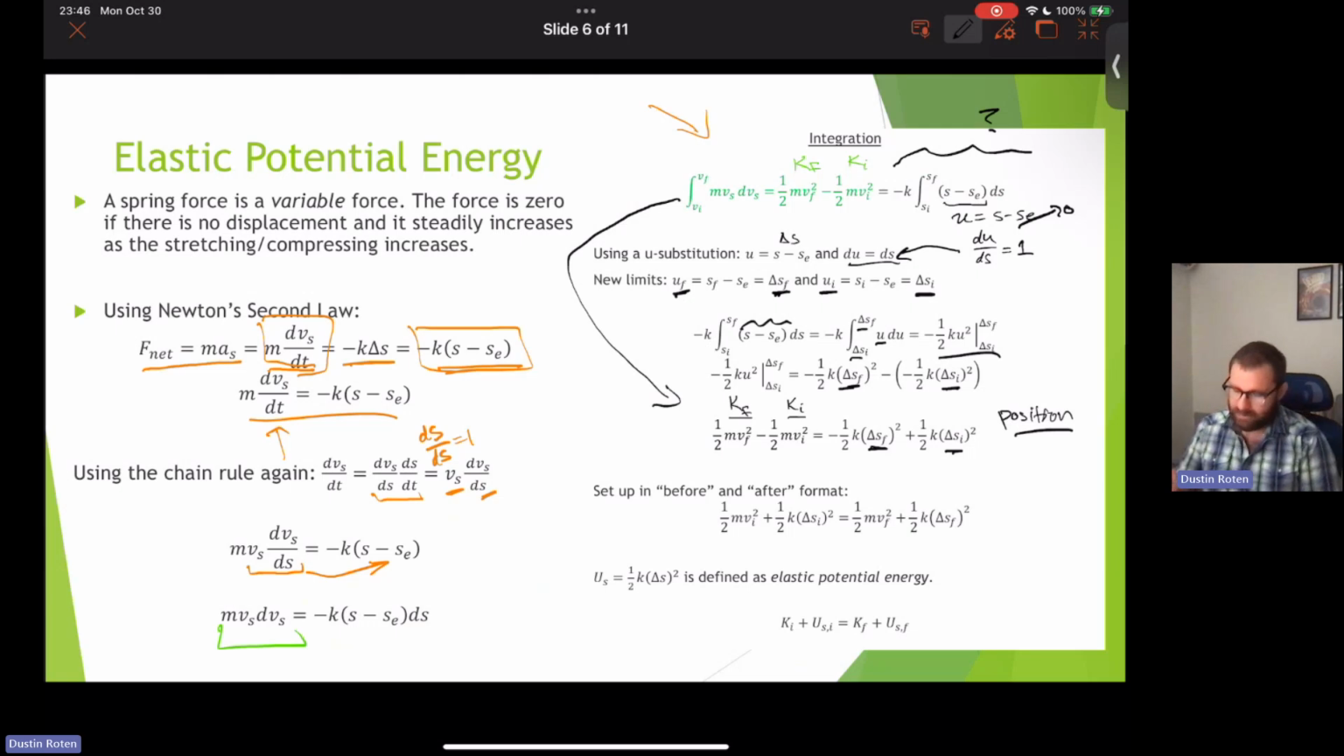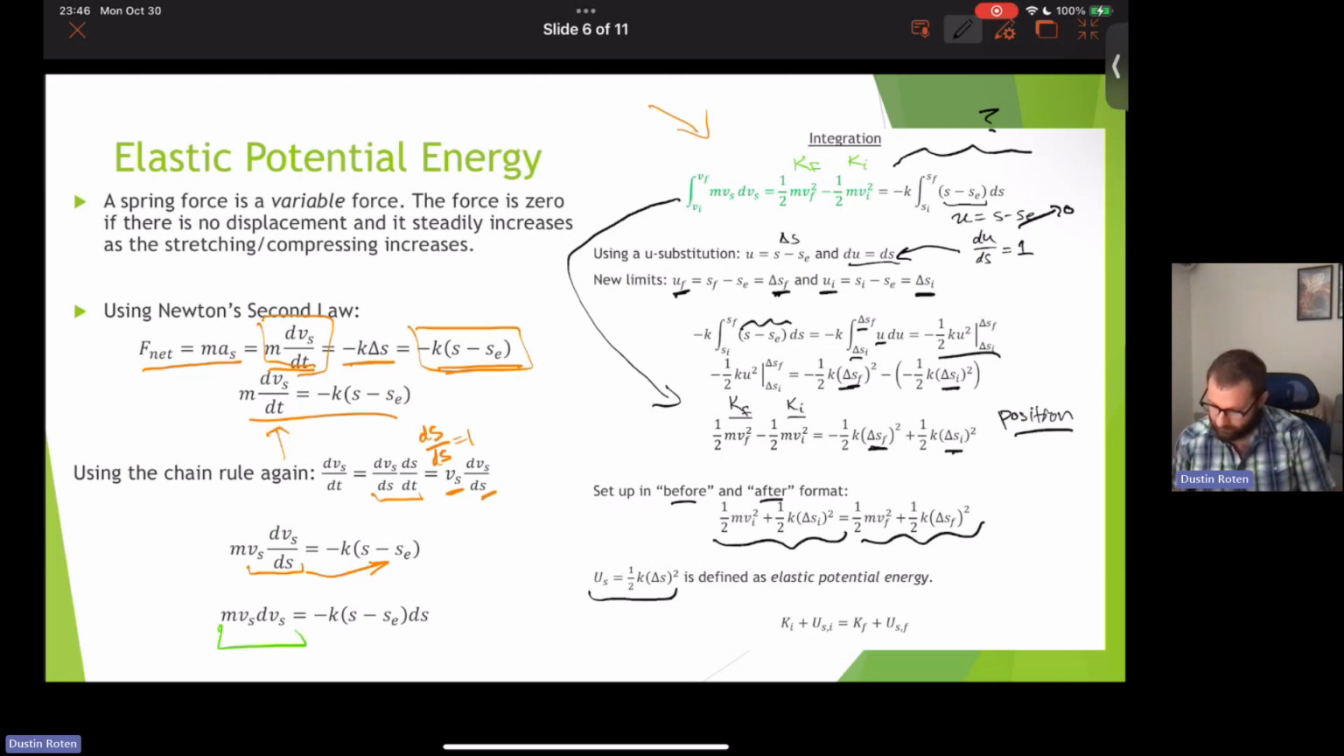All right, so let's go ahead and move my before stuff and my final stuff around. Okay, so we'll get the before and the after together. So I have my initial pieces here. I have a kinetic energy, and then I have this new thing. Then I have a final kinetic energy and a new thing. So now the question is, what is this new thing? And we're defining this as the elastic potential energy because it still deals with the position. Now it's just a horizontal position.